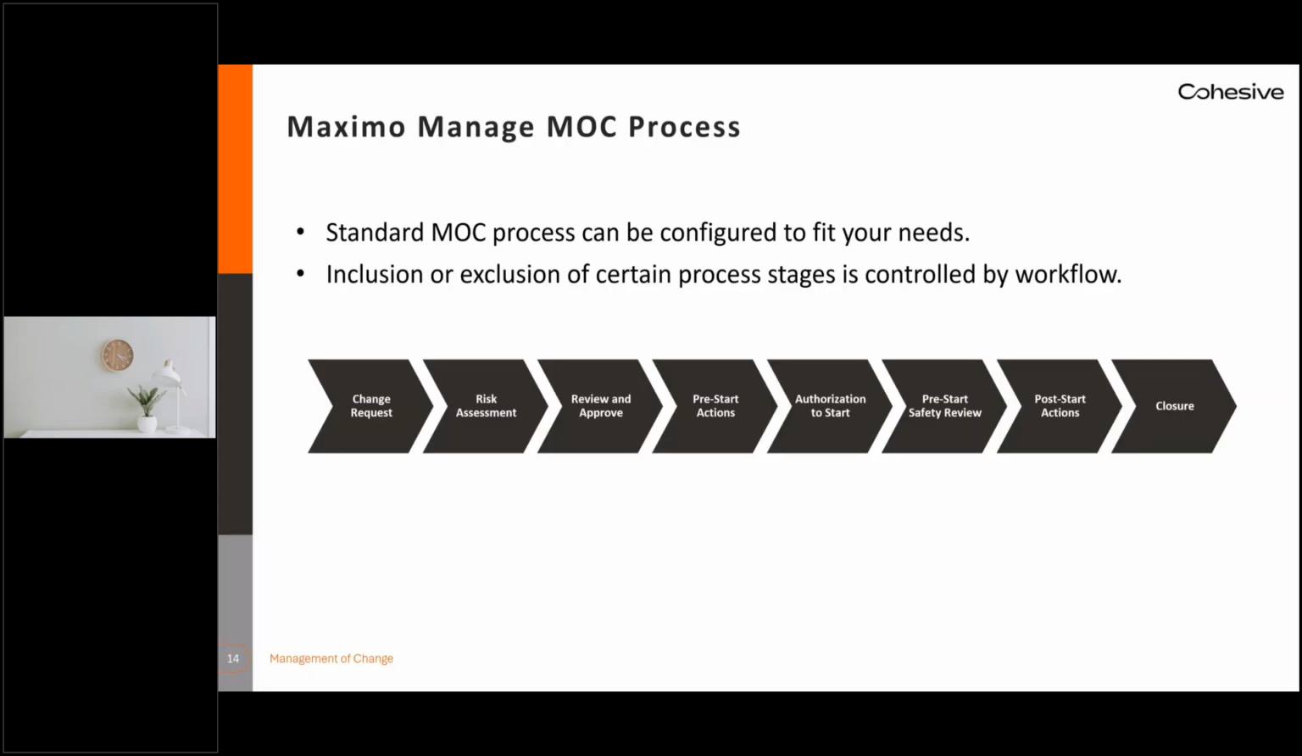Okay, so what would a typical MOC process look like in Maximo Manage? It does include a variety of stages, but usually it would start off with a change request, which is then followed by a risk assessment and a cost assessment of what this change involves. The risk assessment is kind of like the planning of the work order. So what kinds of things do you need to do to mitigate the risks? You'll need to list everything before it goes to review and approval.